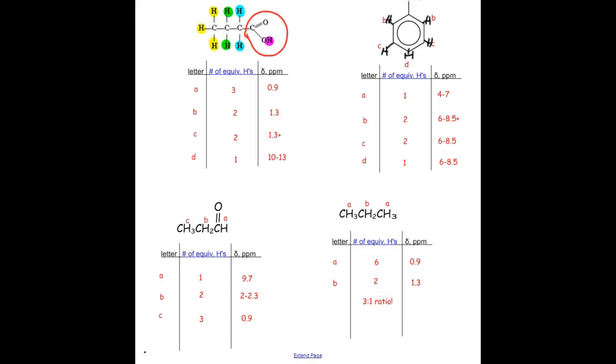And then on the right, with propane, you can see that the CH3 on either end is identical. You're only going to see 2 peaks. And we're going to talk about this in a few minutes, they're in a 3 to 1 ratio. So when we look at the ratio, you're not going to see 6 to 2. You'll see 3 to 1.